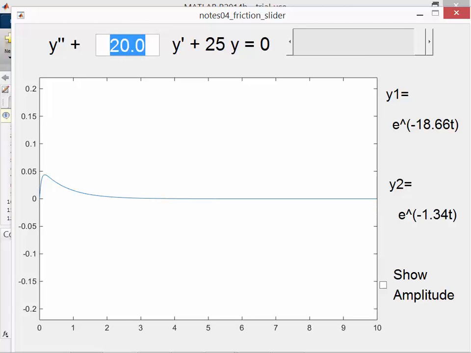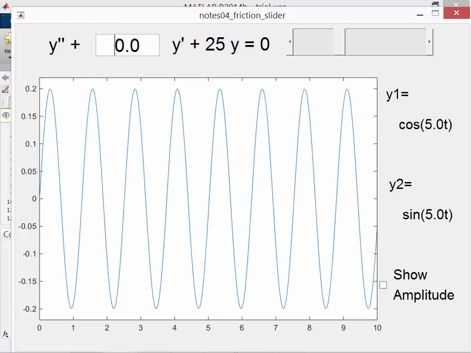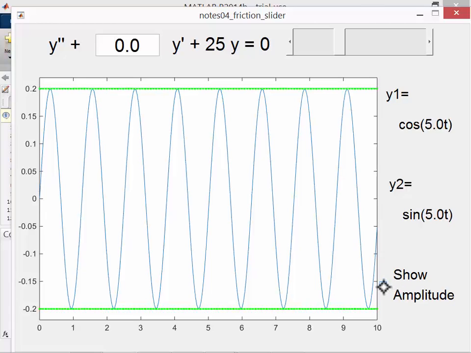Returning back to 0 friction, so I'll jump back to 0. Here we have pure oscillations. What I'm going to do is also show the amplitude. Keep in mind, when we have the pure cosine sine, there's like a 1 out front. The amplitude, or in this case a 0.2, is actually the amplitude. I'm showing the negative 0.2 because things happen symmetrically during the motion of this spring mass system.